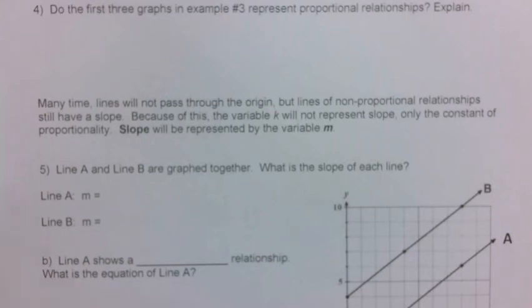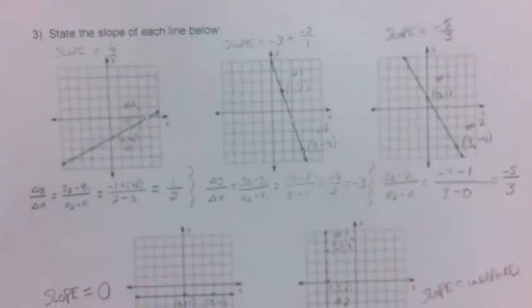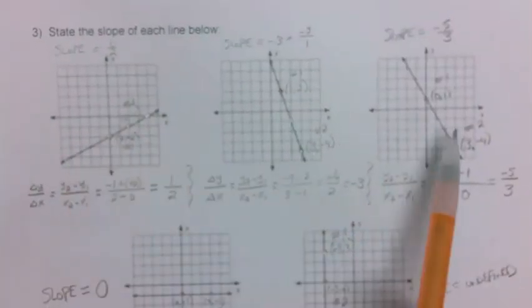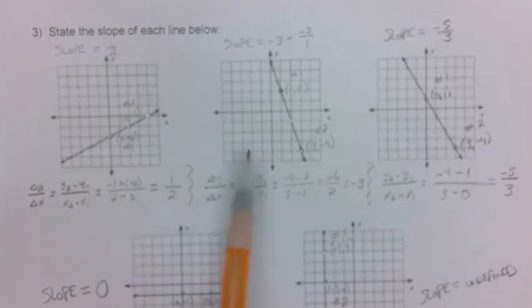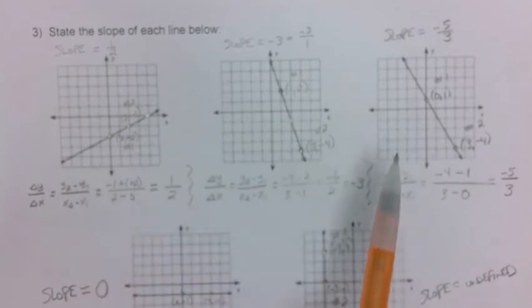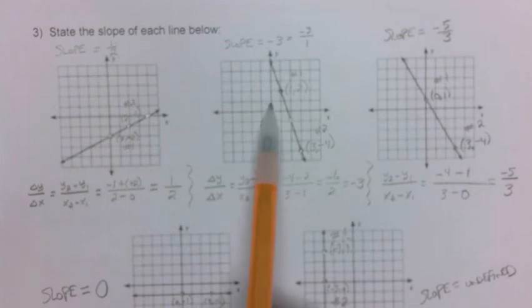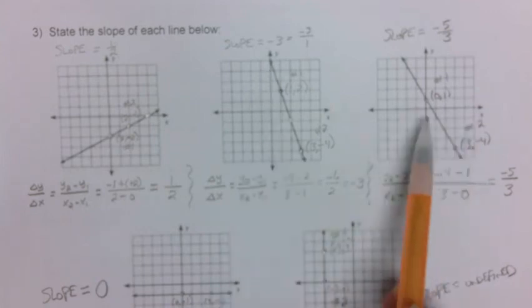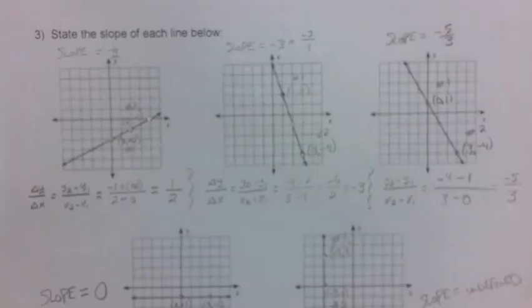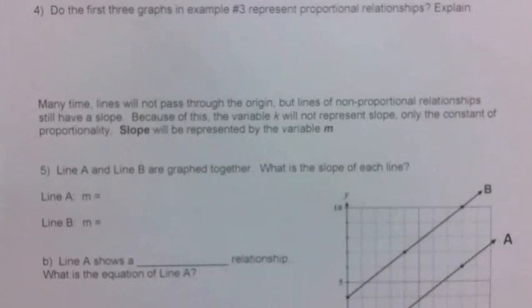Our next example asks, do the first three graphs in example 3 represent a proportional relationship? Explain your answer. Okay, so here was example 3 that we just did, and looking at these top 3 examples, notice that they all show straight lines, so that's good, but we also need them to pass through the origin. Here's the origin, but that line doesn't pass through it. Here's the origin, but that line doesn't pass through it. Here's the origin. It's close, but that line does not pass through it. So even though they're straight lines, they do not pass through the origin.